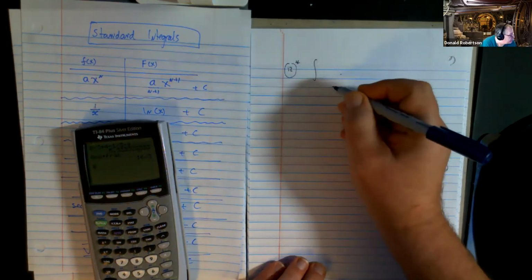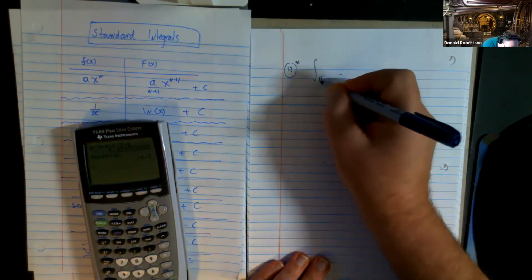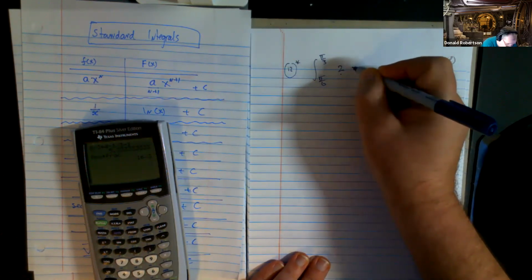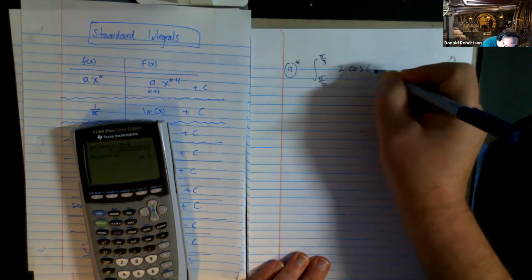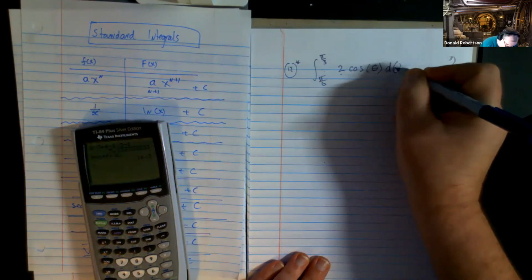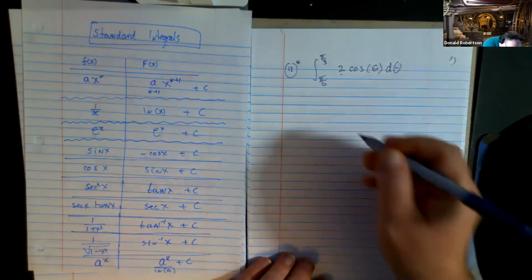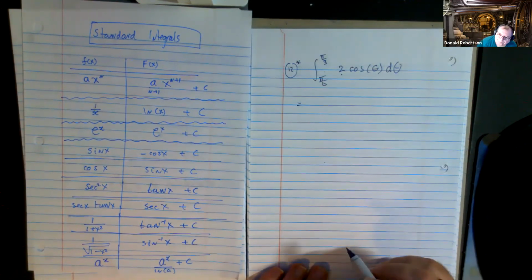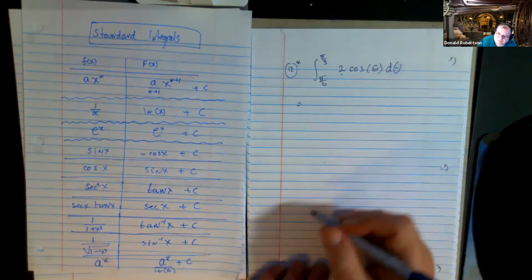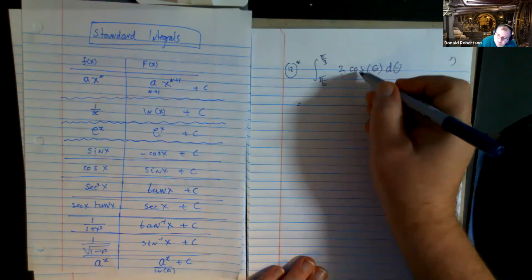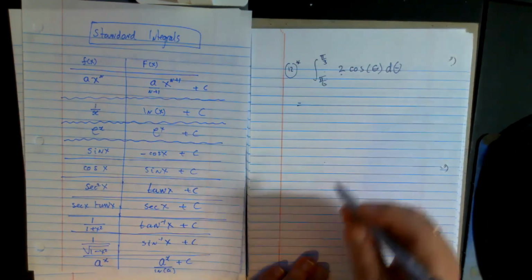This is like question 12. This is not a power rule. Pretty obviously it's not. Antiderivative of 2 cosine thetas. Is that 2 sine theta?